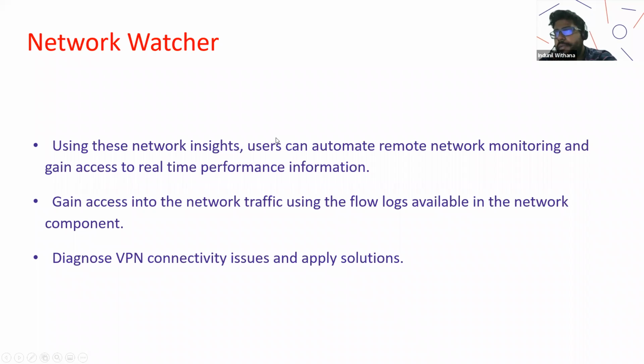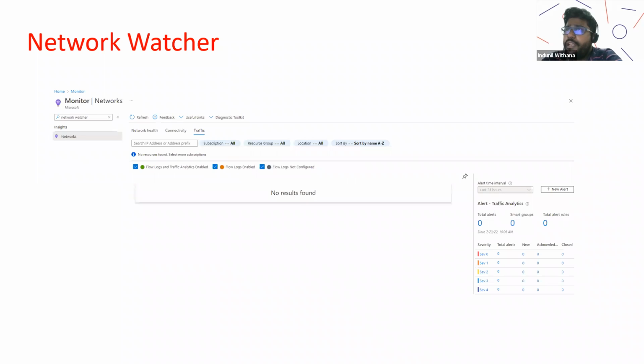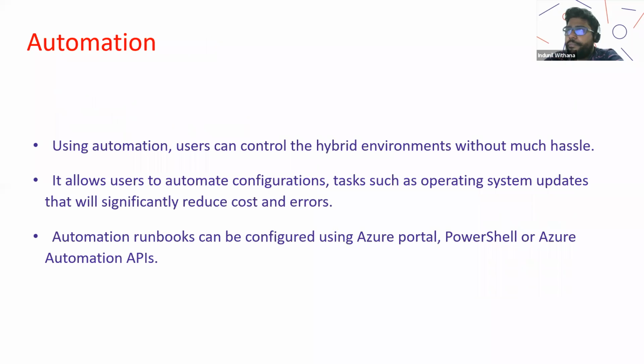And also as part of this, if there are any VPN components or VPN resources configured, you can always diagnose these VPN connectivity issues and apply solutions as well. So yes, this is how the network monitoring section looks. And as you can see, you can set up alerts as well, where if there are any problems, then you can get the traffic analytics of that as well.